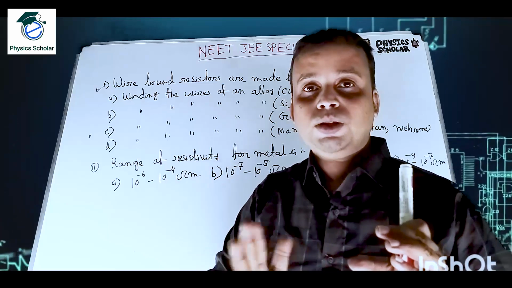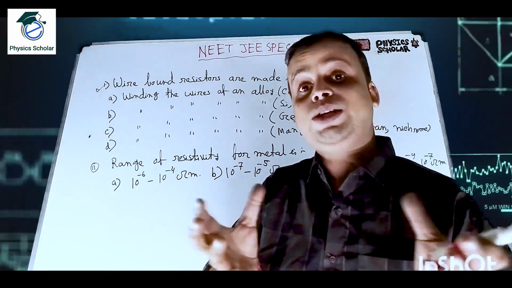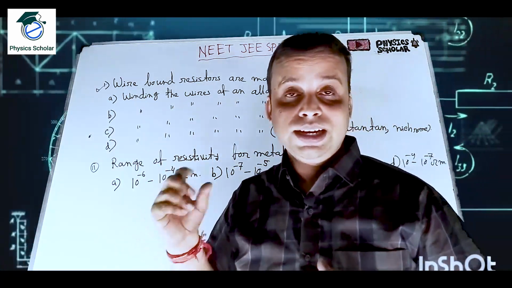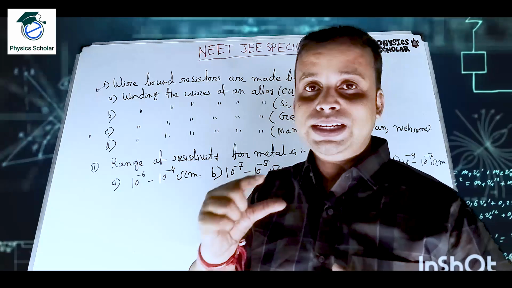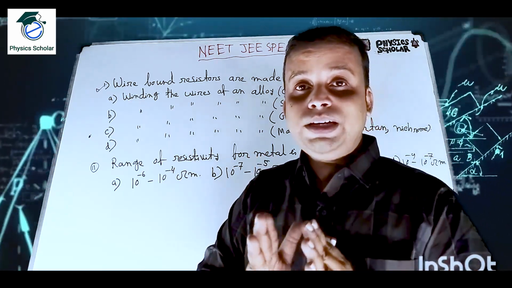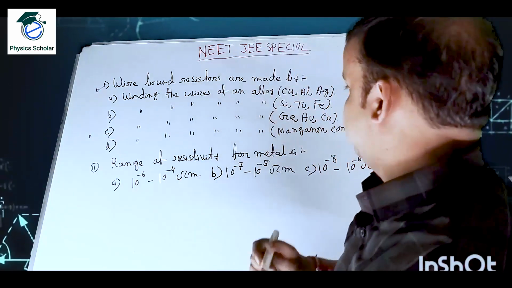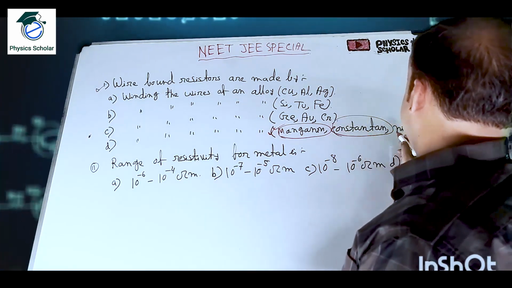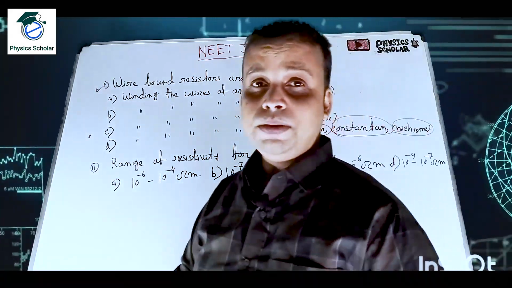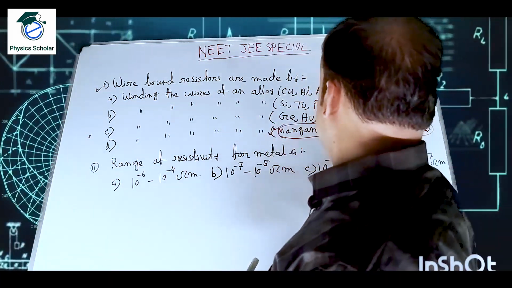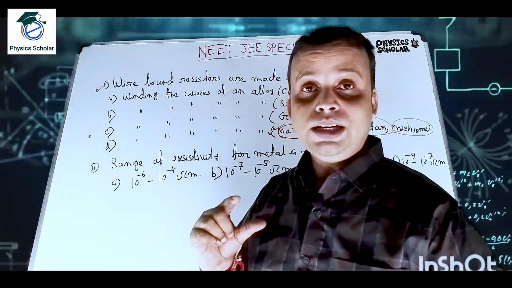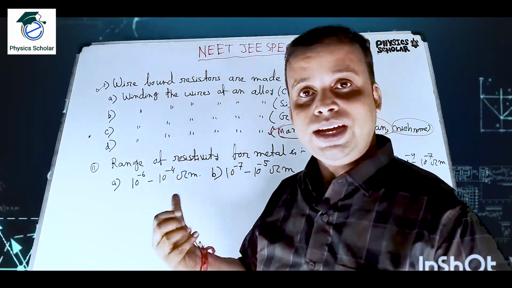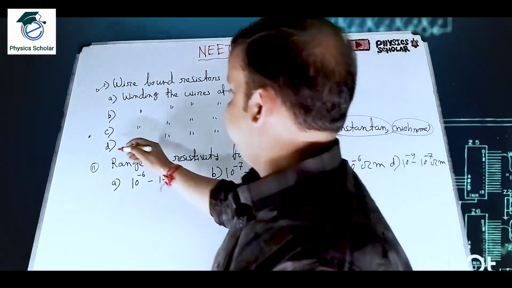That means if the temperature varies, because when current flows through a resistor heat is generated, and if the resistivity changes, then the resistance will also change. So basically wire bound resistors are made with metals whose resistivity is insensitive to temperature. These are the materials: manganese, constantan and nichrome. These three have resistivity that is insensitive to temperature. So that's why option D will be correct.